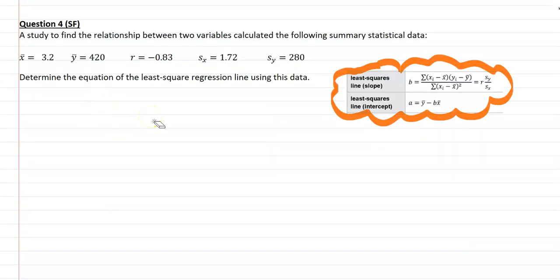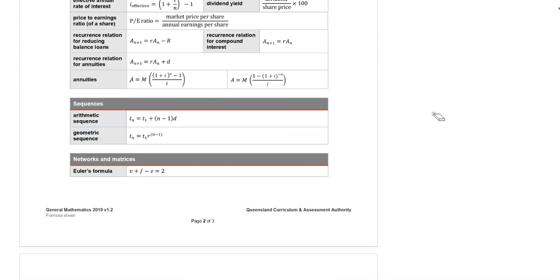Question 4 is getting you to compose an equation of the least squares regression line using some statistical values that you've been provided with, probably from a results table. This is going to require you to use those formulas on your formula sheet to find the slope and intercept values in that y equals bx plus a format. Just flicking over to your formula sheet so you can see where that is.